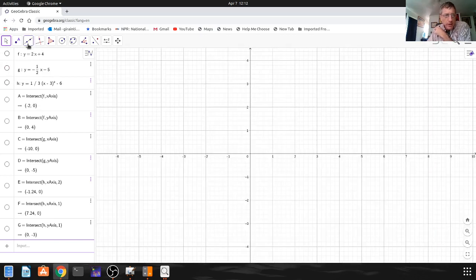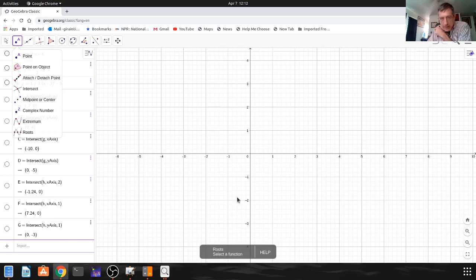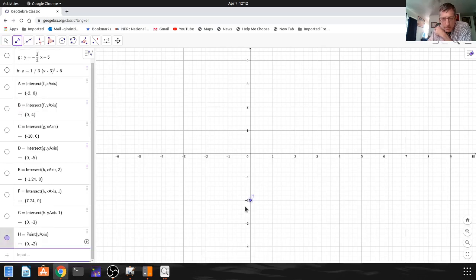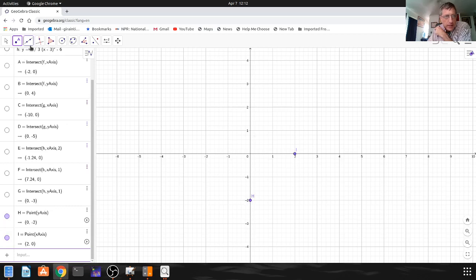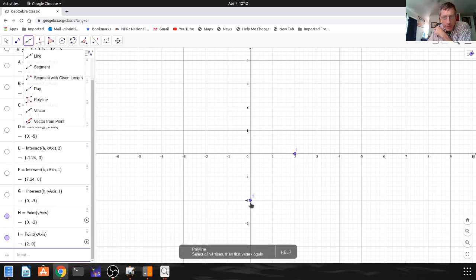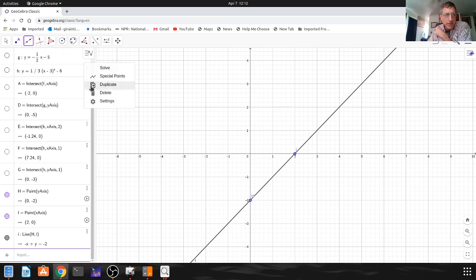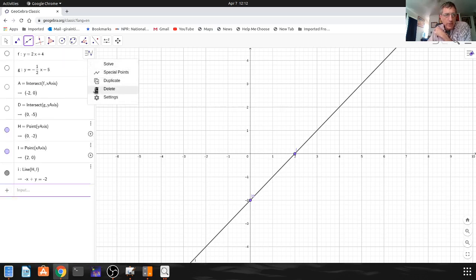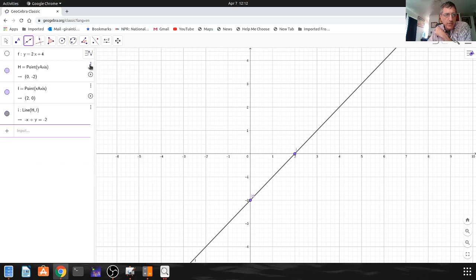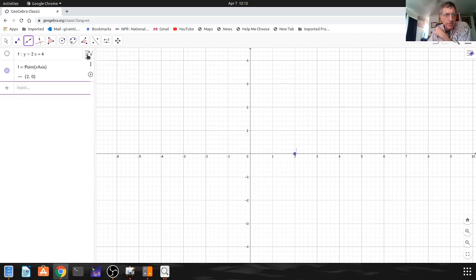That's good. So I'm going to put a point at 0, -2, and then another point at 2, 0, and then I draw a line through them. And right there is what your line should look like. So I'm going to delete a lot of these because I'm going to be coming back to it. I can turn them off, but sometimes it's just better to delete them.